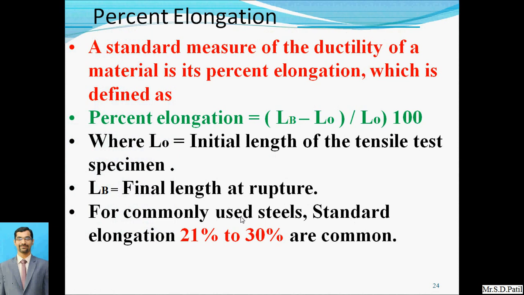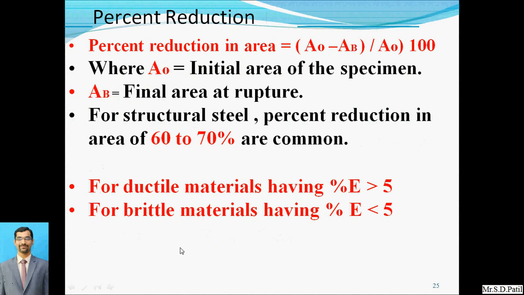So these are the terms related to percentage elongation. A standard measure of ductility of a material is the percentage elongation, which is defined by this formula. L naught is the initial length, L B is the final length; the difference divided by the original length, multiplied by 100, gives the percentage elongation. For commonly used steel, the standard elongation is 21 to 30%.